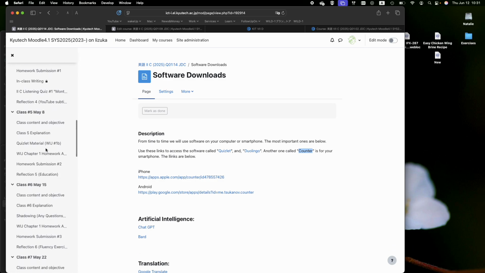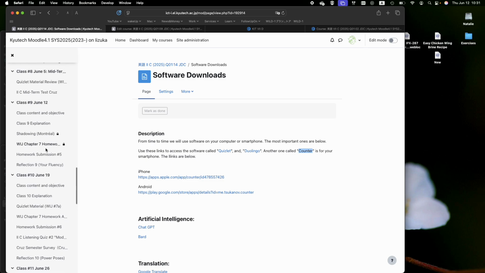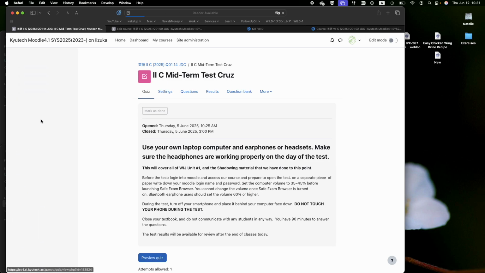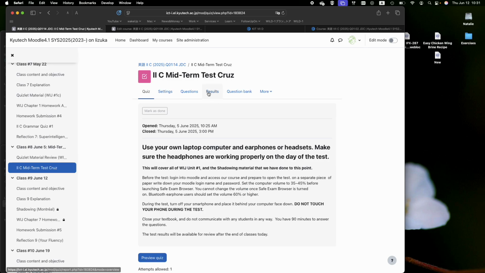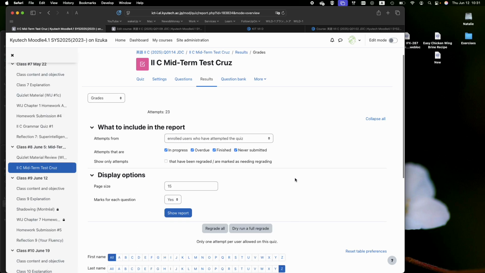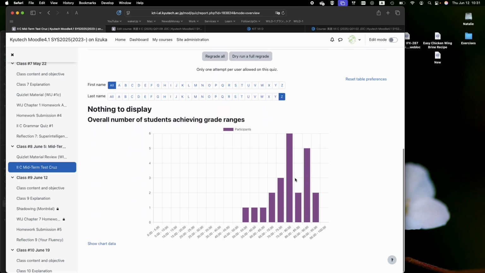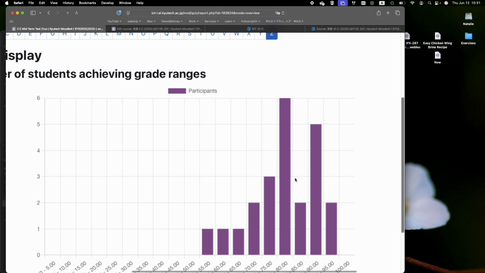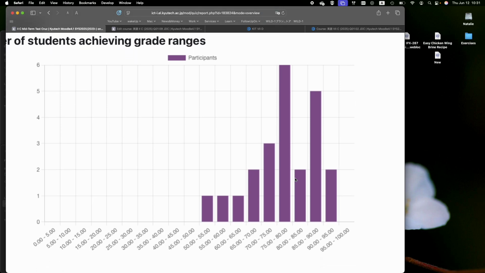Now, last week was June 5th. And that was our midterm test. And I wanted to show you the results of the test. So that's why I'm doing this on the computer right now. So here are the results of the test. Well, as you can see here, 3, maybe 5 people kind of didn't do that well. I don't know if it was the listening. One of those people might have been someone who didn't hear very well on their earphones.